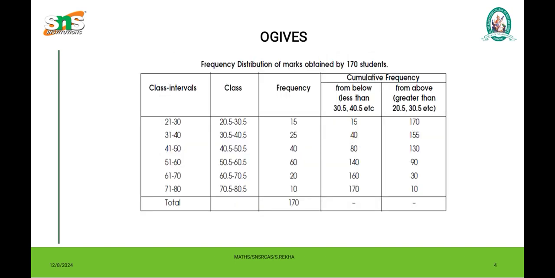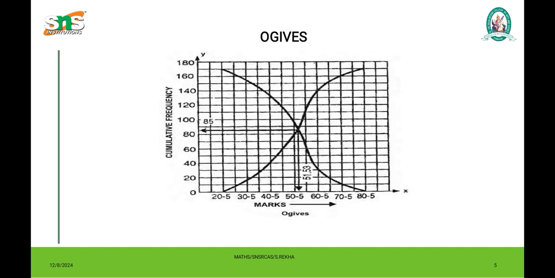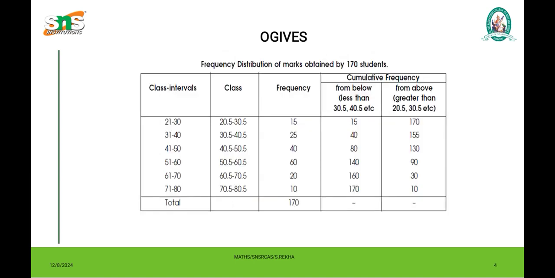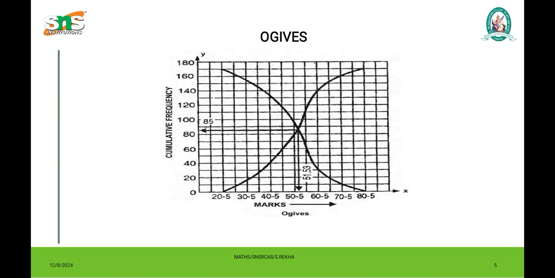For example, if the less than value is 15, you start from the interval 20.5 to 30.5 and in the center you mark 15. For 30.5 to 40.5, in the center you mark 40. Like that 15, 40, 80, 140, 160, 170. So you go from the lowest to highest. That is the less than ogive.